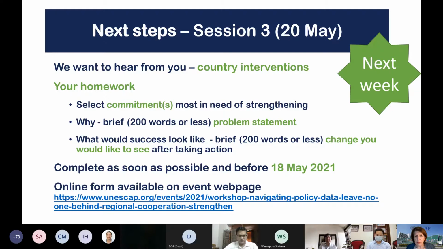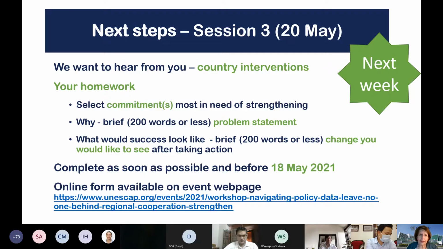And this, combined with the problem statement and the success factor, if you could share this with us through this Google form as soon as possible, definitely before next week on the 18th, we will then use these country interventions to prepare for the third session of our workshop on the 20th, where we'll hear directly from you and have an opportunity to gauge the interest in development partner support and working with you to strengthen your system over the next 2 to 4 years.